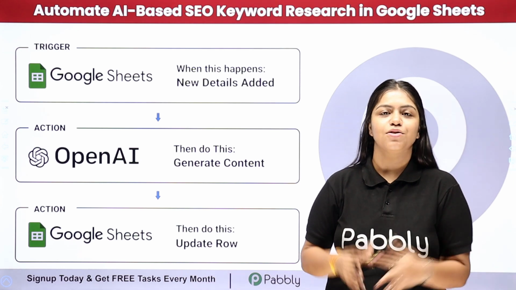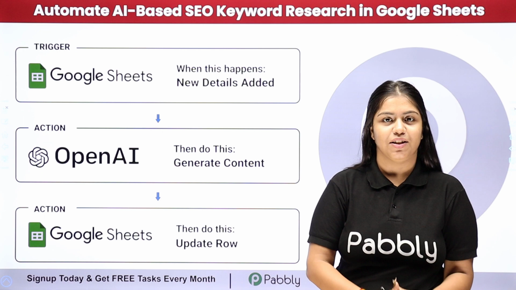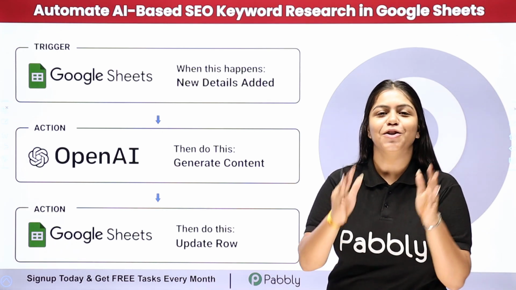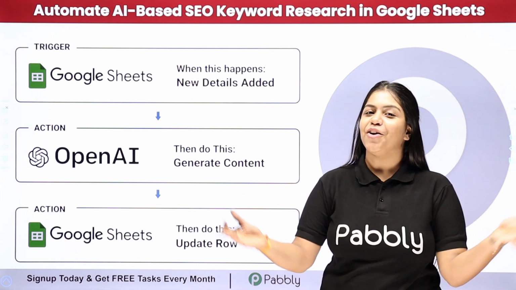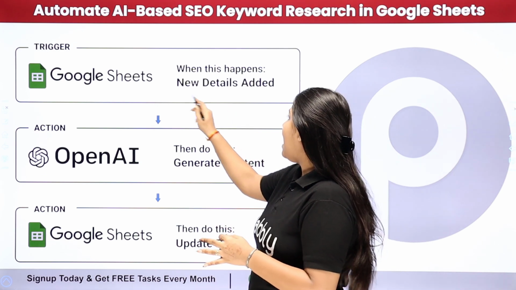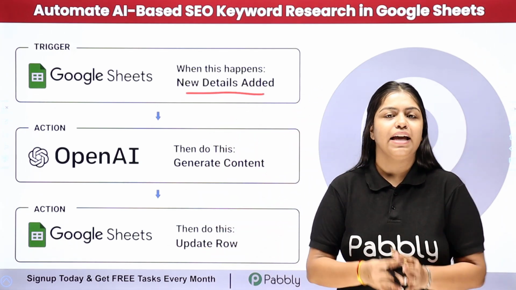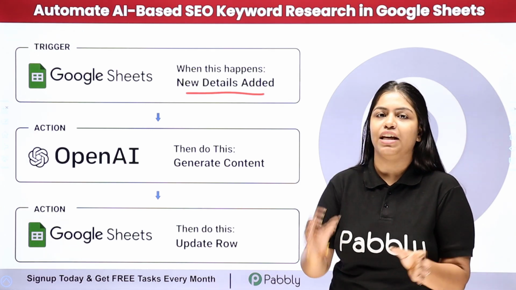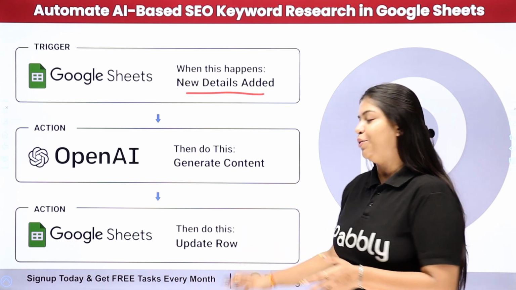Like you, I also used to manually research all the keywords, but this is such a time-consuming and tedious task. To solve this problem, I've created this amazing automation where, as soon as I add the post title and the content into my Google Sheets, my AI agent automatically generates the SEO keywords related to it, and I then add that back into my Google Sheets.